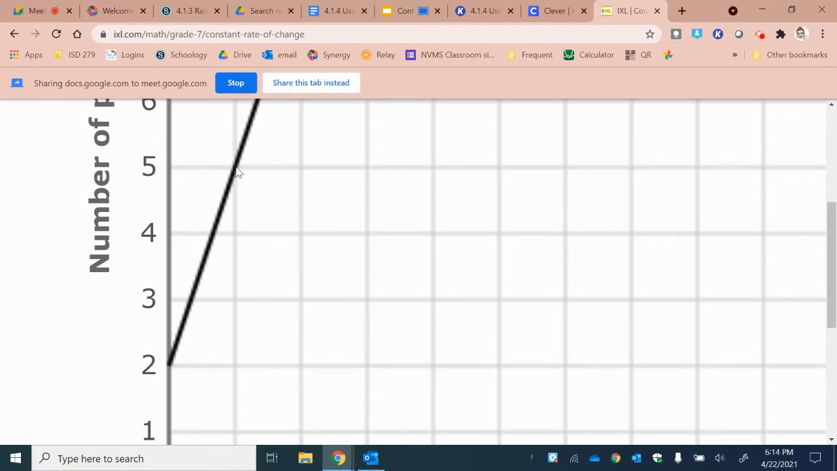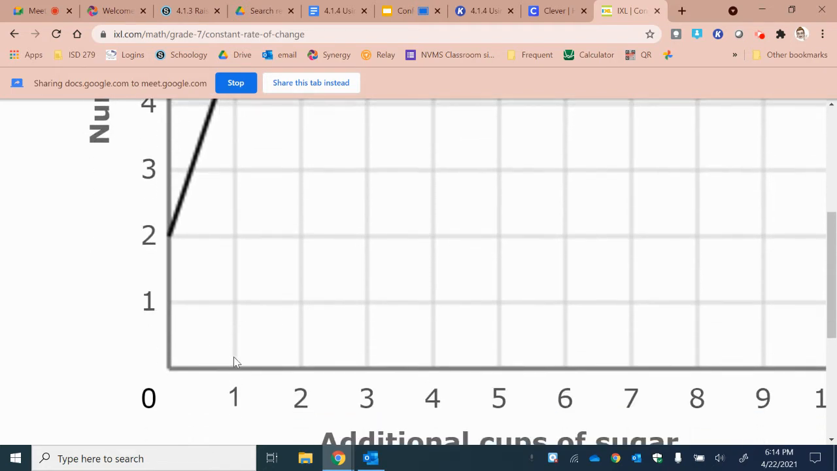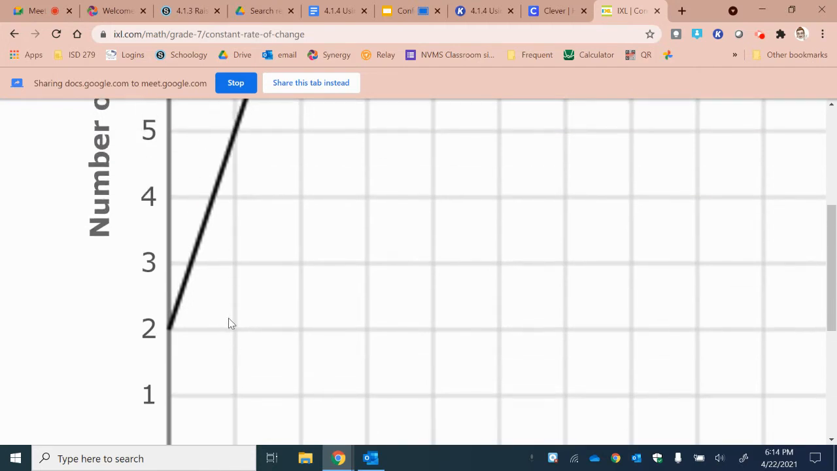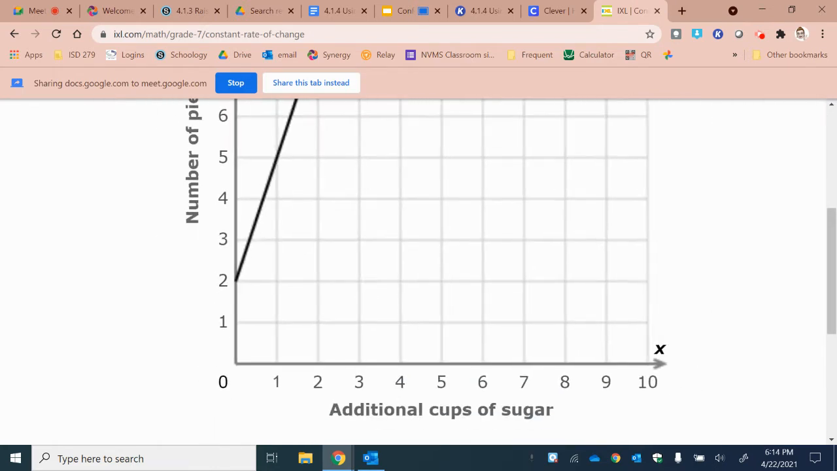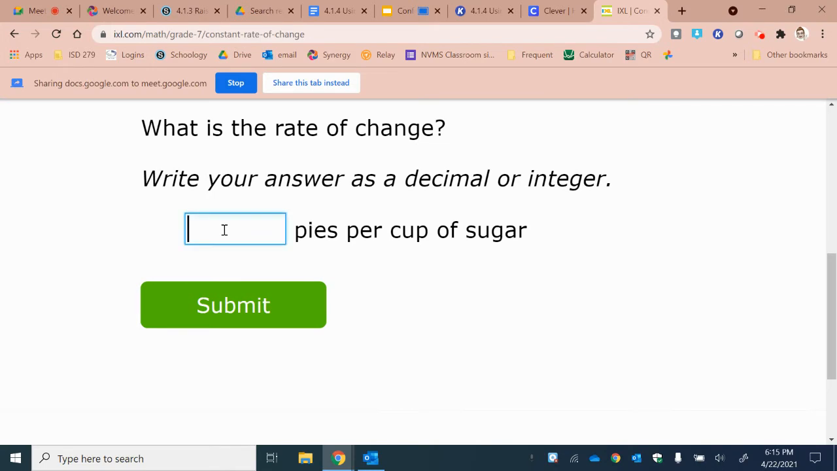We have 5 for the height, and we have 1 down here for the cups of sugar. So we know that if we increase by 1 cup of sugar, we're going to be increasing the number of pies by 3. So you see how we have that jump of 1 in the direction to the right, and then we go up by 3 here. So we have a 3 over 1. So that means we have 3 pies per cup of sugar.